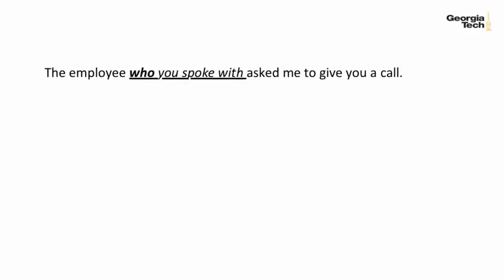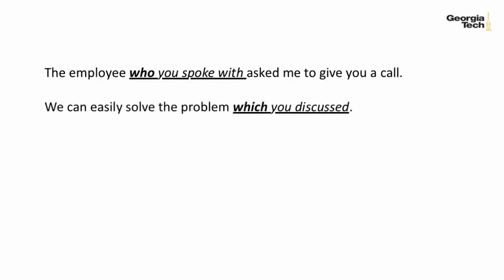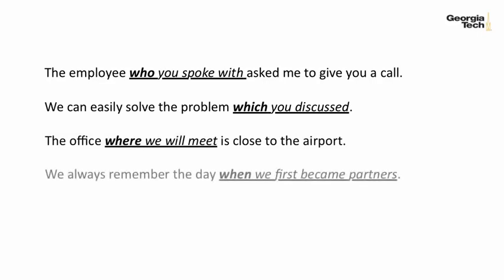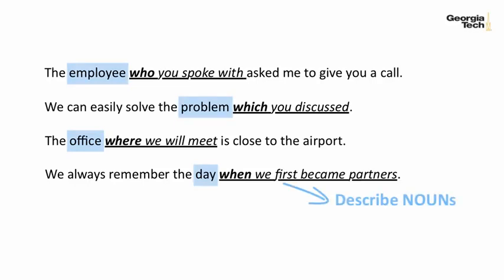The employee who you spoke with asked me to give you a call. We can easily solve the problem which you discussed. The office where we'll meet is close to the airport. We always remember the day when we first became partners. In these examples, you'll notice that all the adjective clauses are giving more information about the word right before them. Just like regular adjectives, these clauses describe nouns.